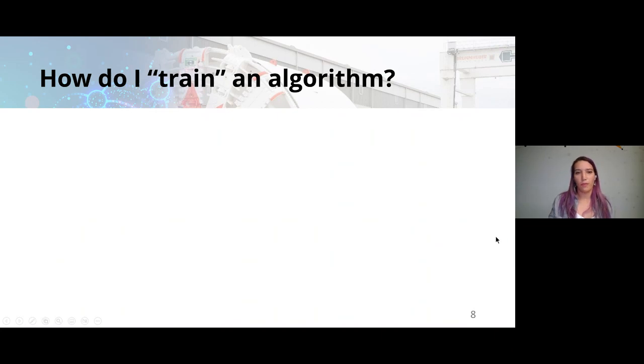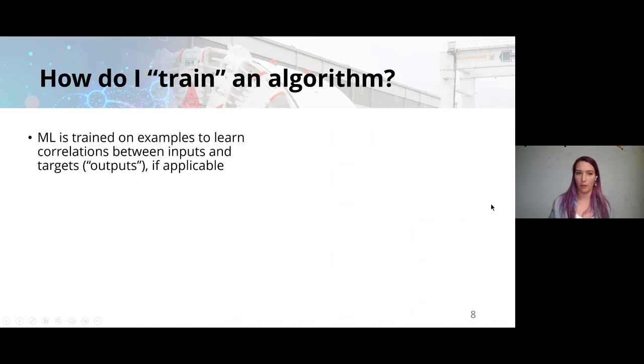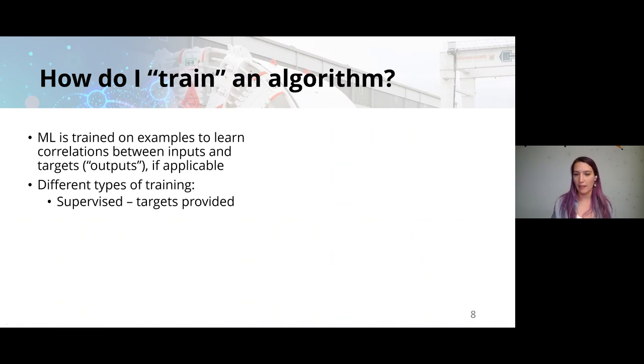So I've mentioned before the term training of an algorithm. It's the same way, I think, as training a puppy with lots of repetition. There's lots of different ways to do it. But at a very basic level, machine learning is trained based on examples between the inputs and the targets, if applicable. And what I mean by that is, as I mentioned a few slides ago, there's 3 different ways to train an algorithm. The first one is the most obvious, which is called supervised training. This is where you have a set of input parameters and you know what the corresponding output is. And now you want to train the algorithm to be able to reproduce this connection.